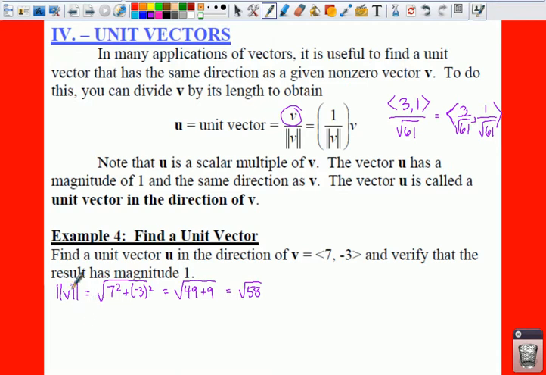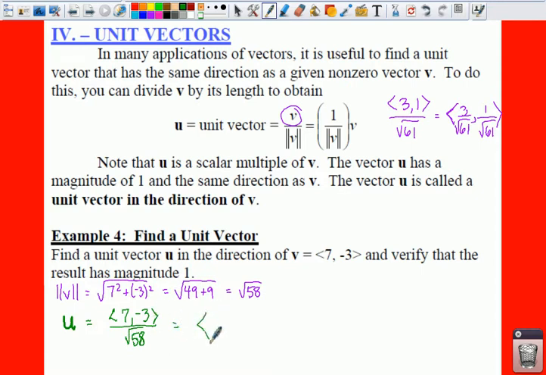So if we want to find our unit vector, and we'll call this u, so our unit vector is going to end up being your v, which is 7, comma negative 3, all over radical 58.